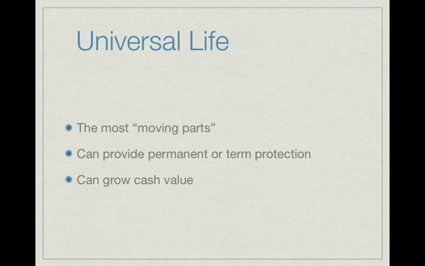It can provide permanent protection or term life protection, 10, 15 years. It can grow cash value, or it can stay level at no cash value for the life of the policy. It can be tied to a market index. It can grow based on a declared interest rate. It can do a lot of different things. Universal Life is ridiculously flexible, and there are a tremendous number of options out there for it.